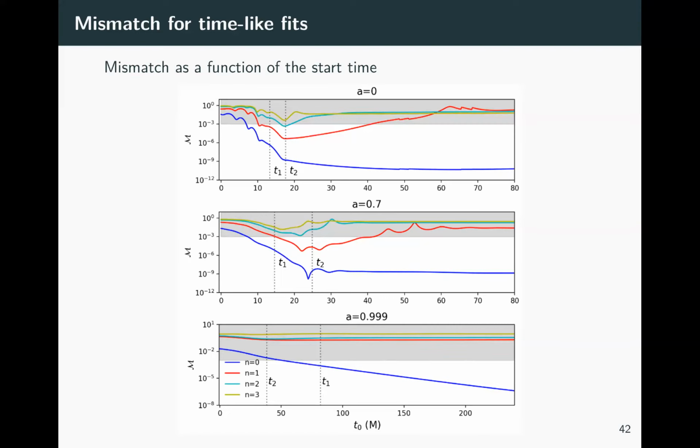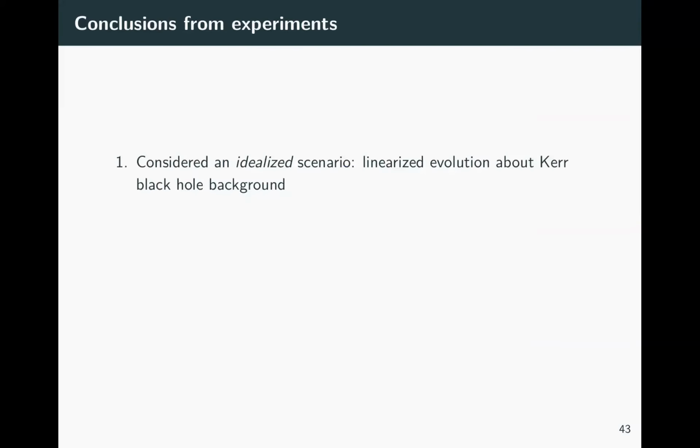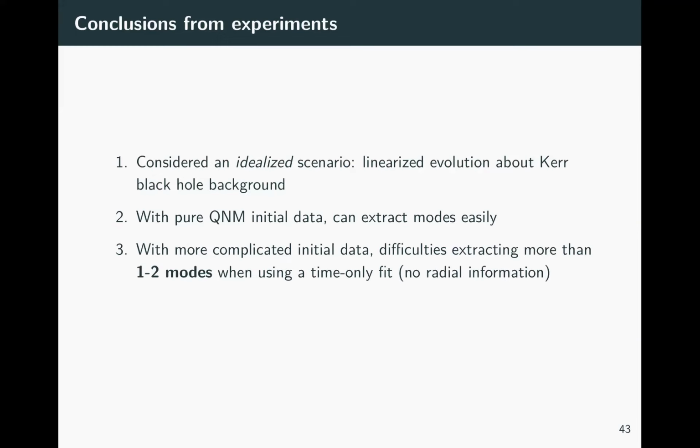Yes, that's one test we did. So the conclusions from these experiments: we have this idealized scenario, linearized evolution about Kerr with pure QNM initial data, and everything works. If we don't use pure QNM initial data, things get more complicated. We measure 1 to 2 modes with the experiments that we did, using the methods that we did. There might be other methods you could use that get different answers. We're not sure. This is just what we did.